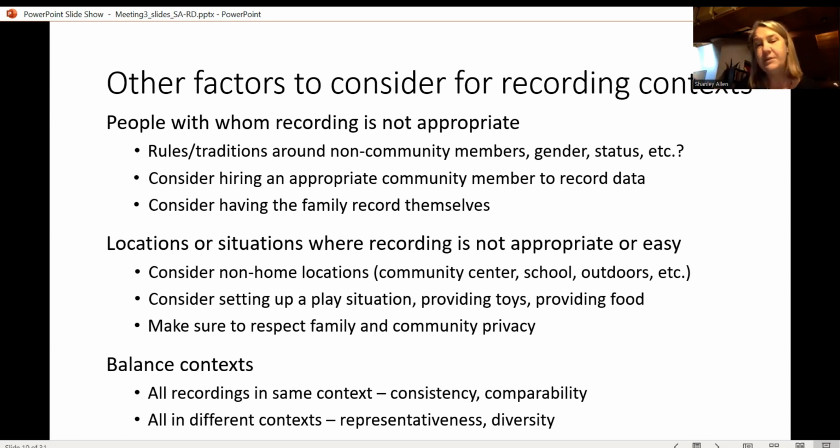Everything would be at home, and so the data is to some extent more comparable. Another option is to record in different contexts. So in the Qaket context, Birgit explicitly recorded some things in the home and some things in the garden to get more representativeness of the children's typical situations and also get more diversity.